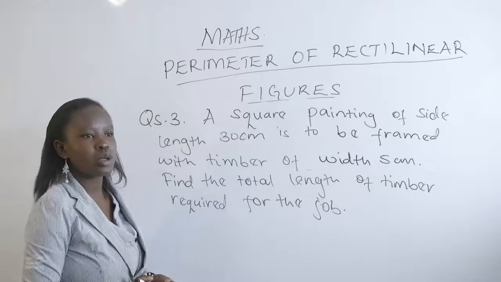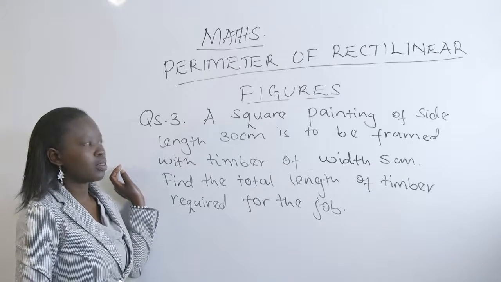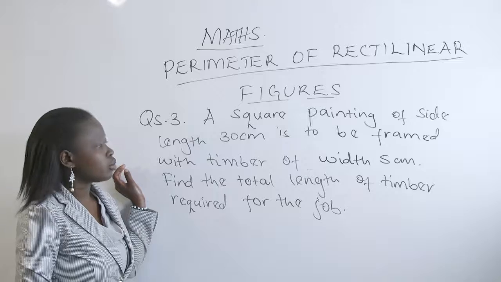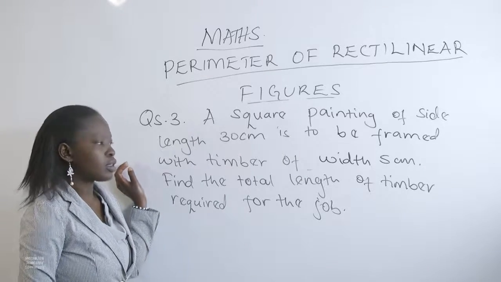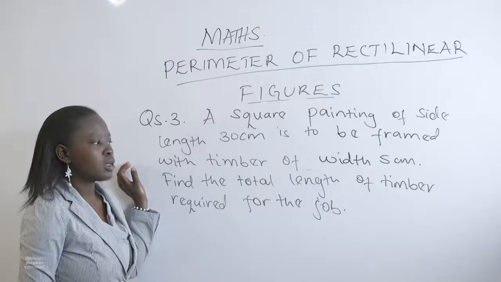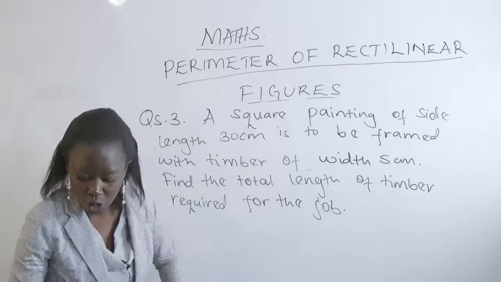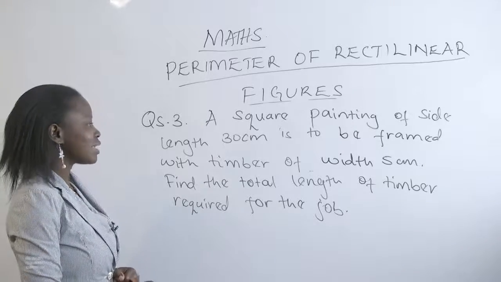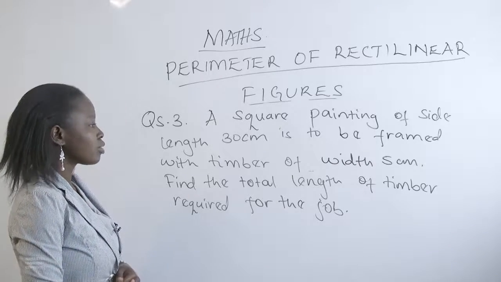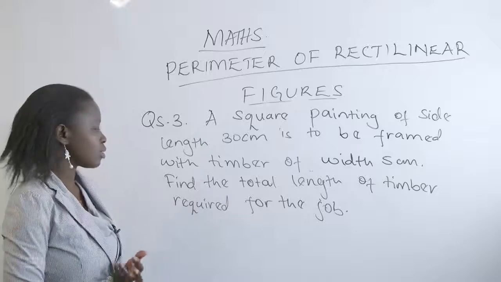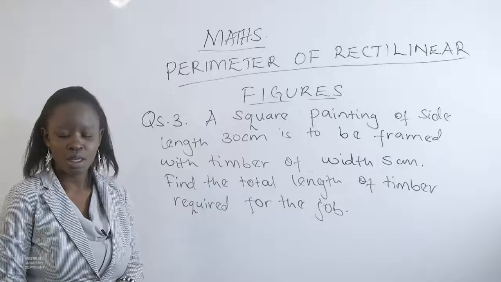So the next question we are having: a square painting of side length 30 centimeters is to be framed with timber of width 5 centimeters. We are to find the total length of timber required for the job.